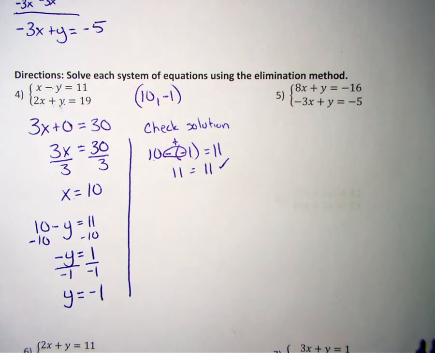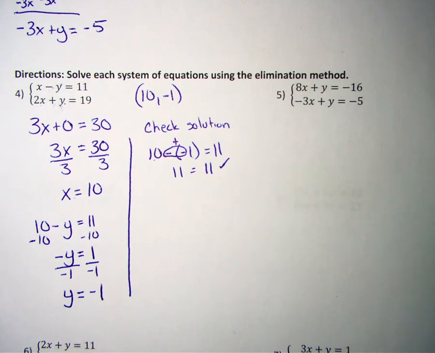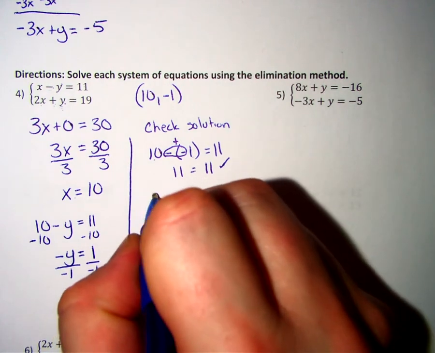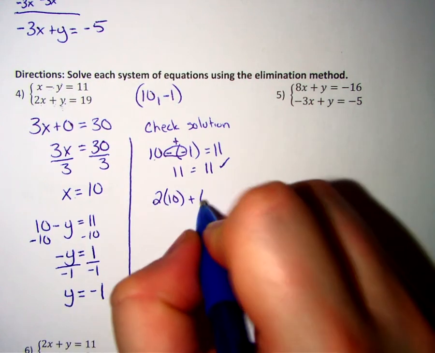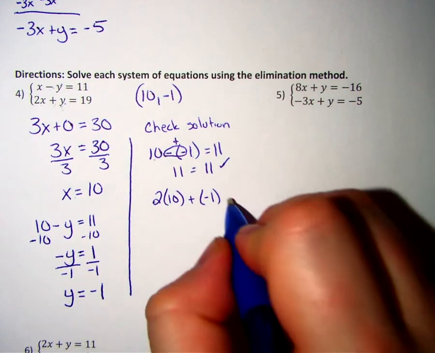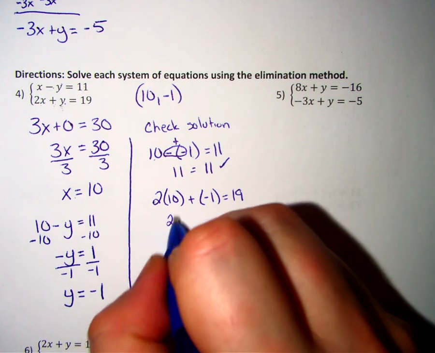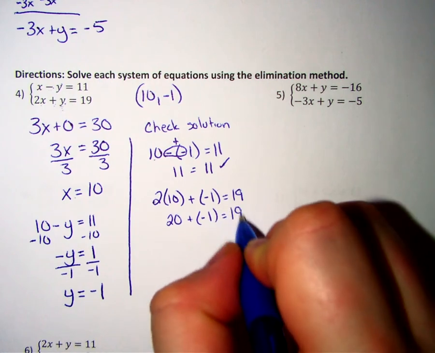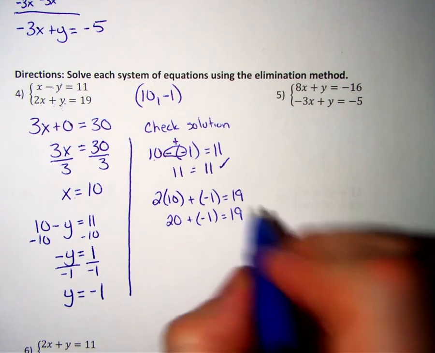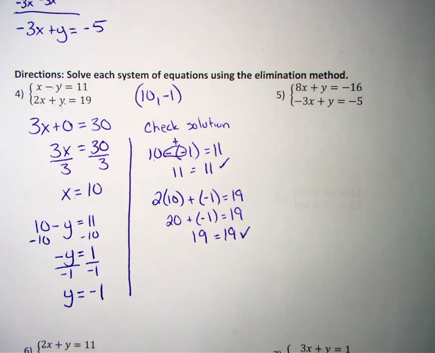We got that right. I'm going to check my ordered pair in the other equation just to make sure that we didn't make any mistakes. 2 times my x value of 10 plus negative 1, my y value, equals 19. 2 times 10 is 20 plus negative 1 equals 19. 20 minus 1 is 19 equals 19. That is in fact true.